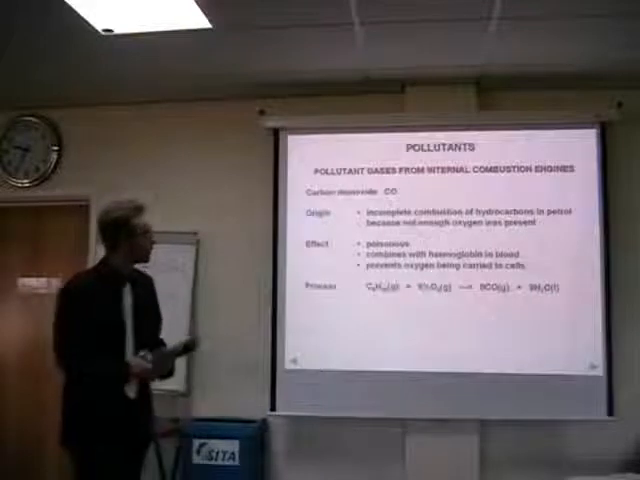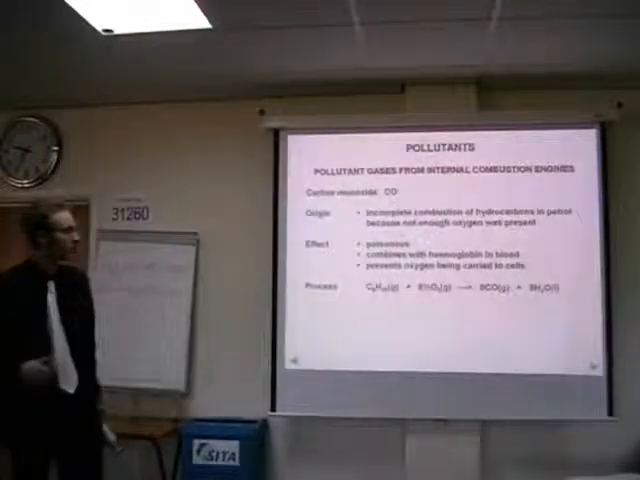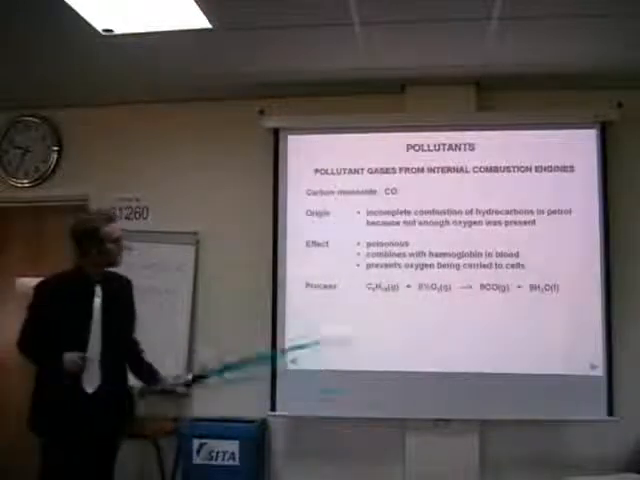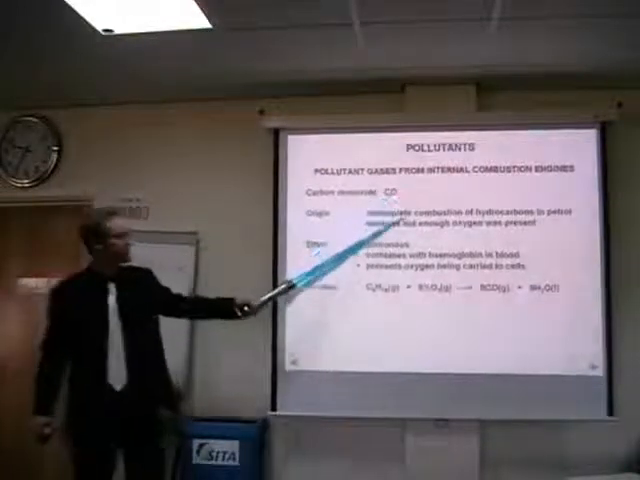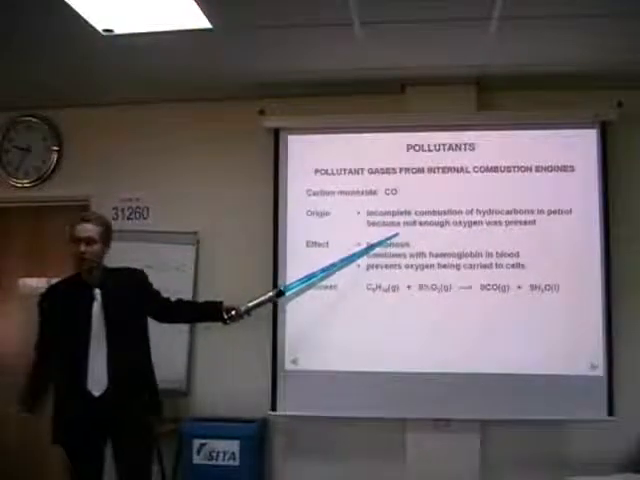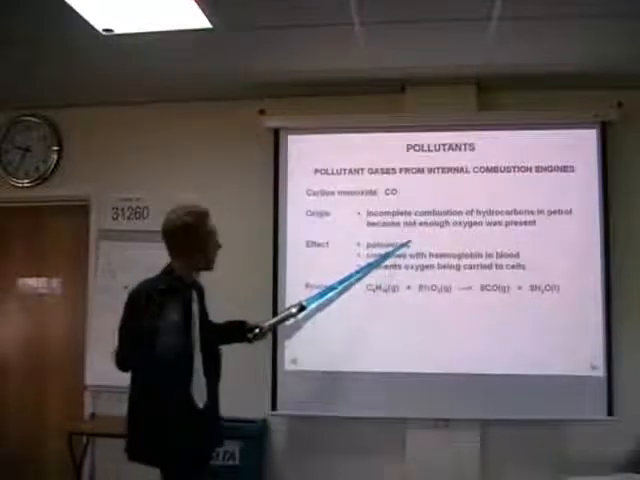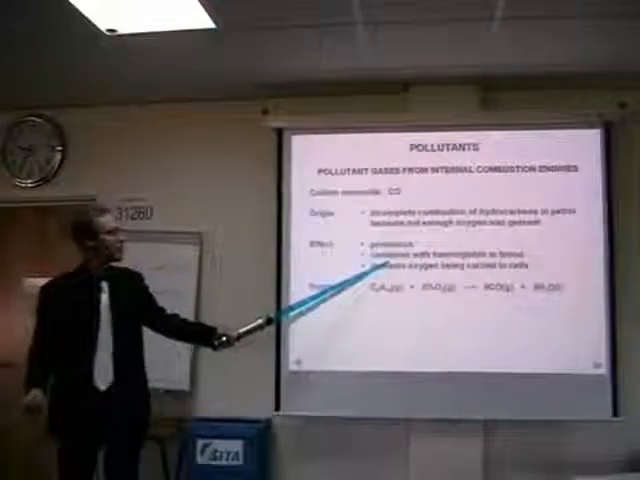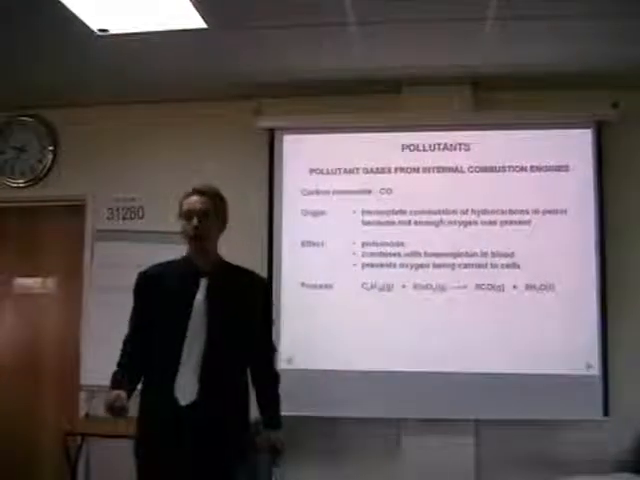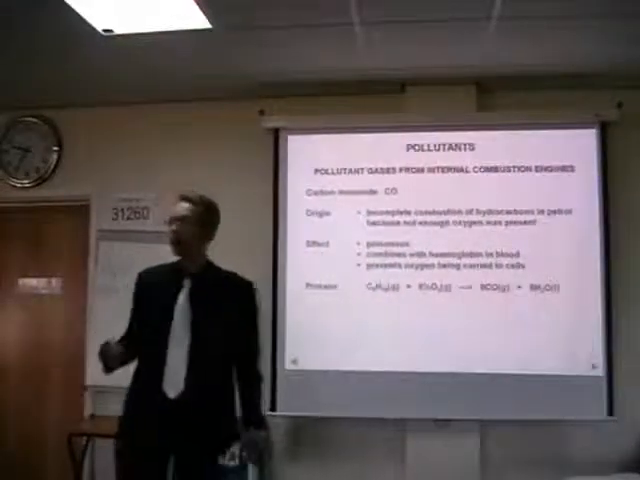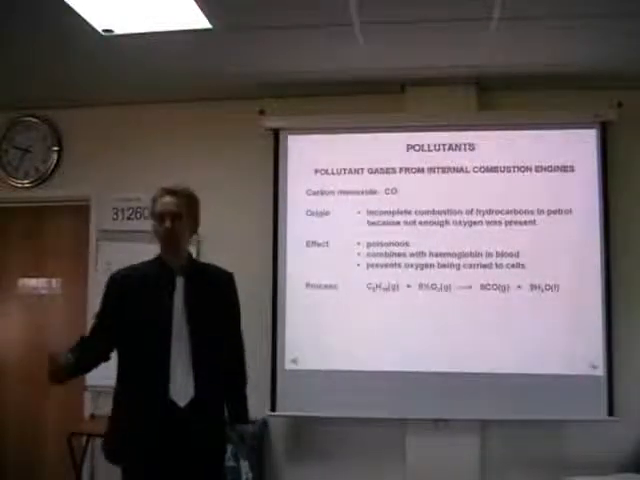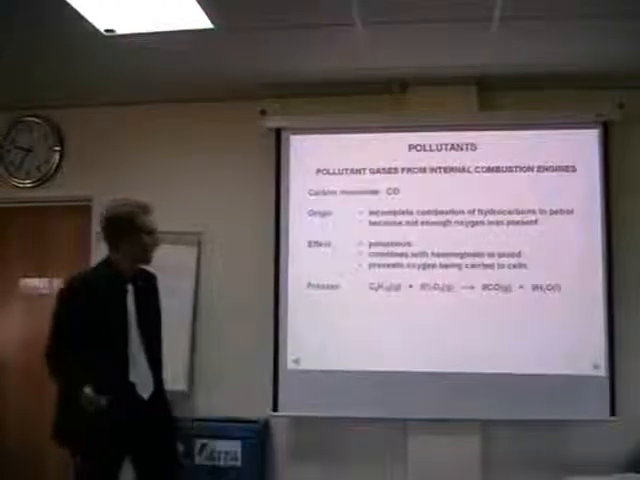I want to talk briefly about pollutants from internal combustion engines, and then I think we're about done on this session. Firstly, carbon monoxide comes from incomplete combustion of hydrocarbons in petrol. Are we happy with that? If you've not got enough oxygen, you make carbon monoxide rather than carbon dioxide. It's poisonous, it combines with hemoglobin in blood, and it prevents oxygen being carried to the cells. So your heart's pumping, your blood's going round, your lungs are working, but the blood can't carry oxygen. Not very pleasant.